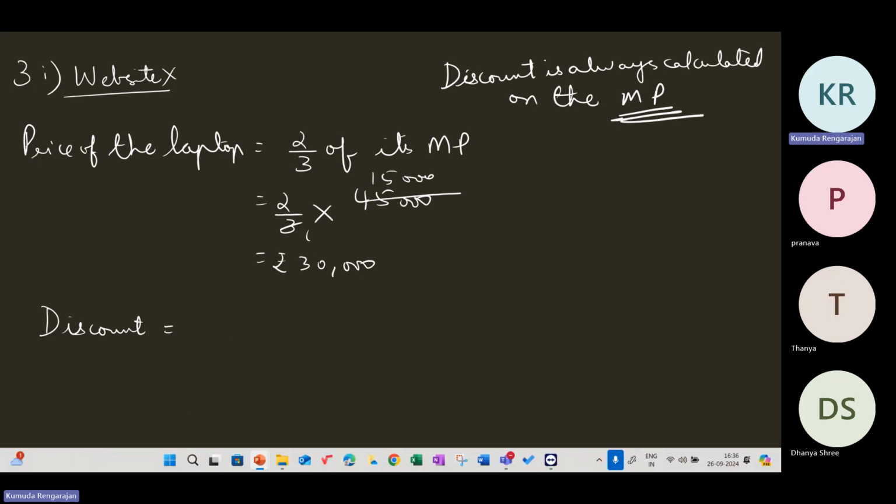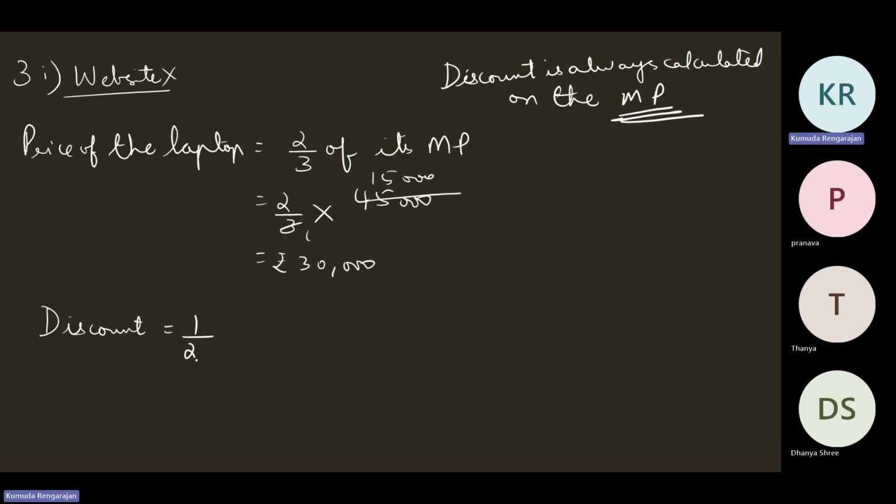So the price of the laptop, it's given in the first line, two-thirds of its marked price. So two-thirds means 2 by 3 of the marked price, 45,000. That is 30,000. But you're getting a further discount. What's the further discount? 1 by 20. Discount is always given on the marked price. 1 by 20 of the marked price is the further discount.